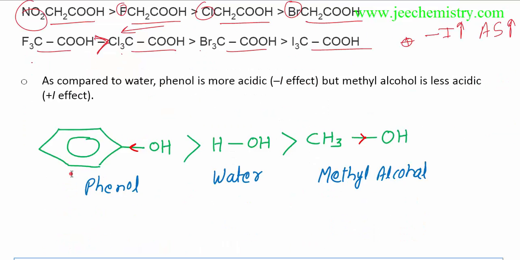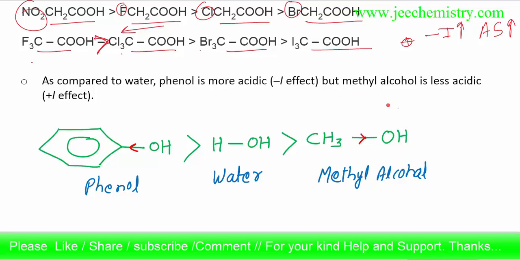Now compare this compound to the water. Phenol is more acidic, minus I effect, but methyl alcohol is less acidic, plus I effect. Here is a phenol, here is a water, here CH3. We have to think about plus I effect and negative I effect.